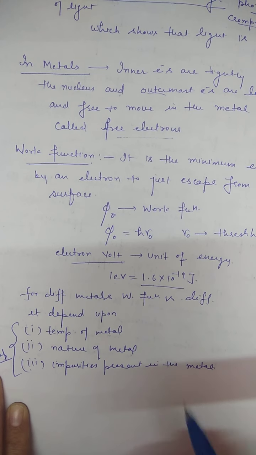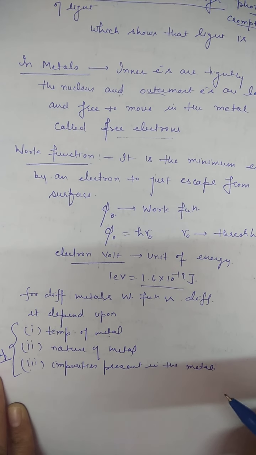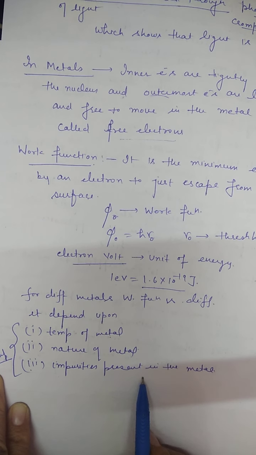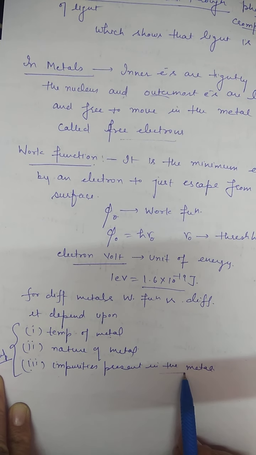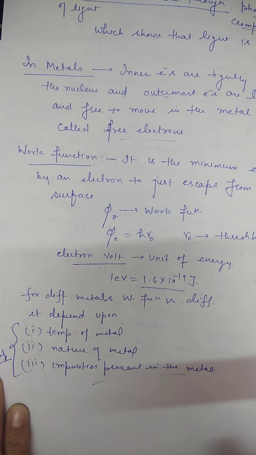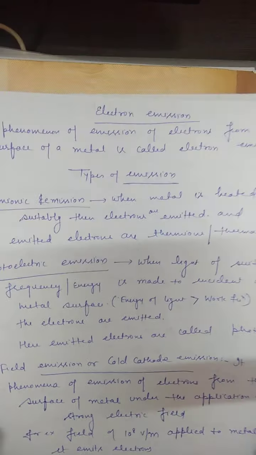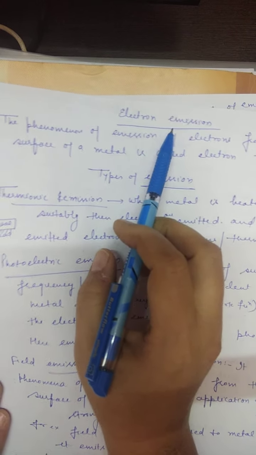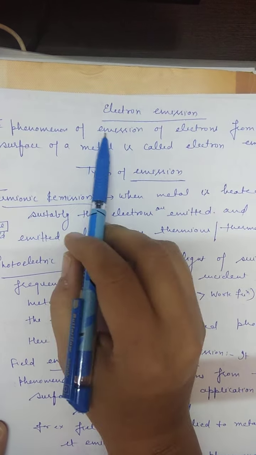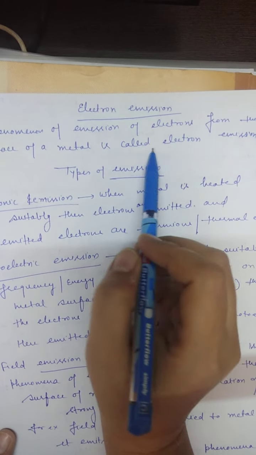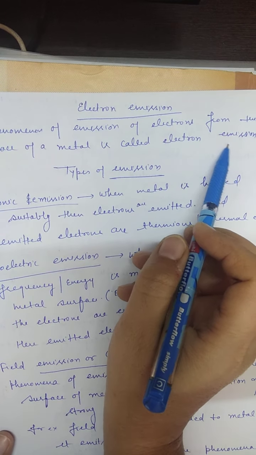Nature of material, आपने sodium लिया, cesium लिया, magnesium लिया. For every metal this work function is different. Also it depends upon the impurity present in the metal. ये हम आगे semiconductor में भी करेंगे. Now next is electron emission. As you know, what do you mean by electron emission? The phenomenon of emission of electron from the surface of metal is called electron emission.